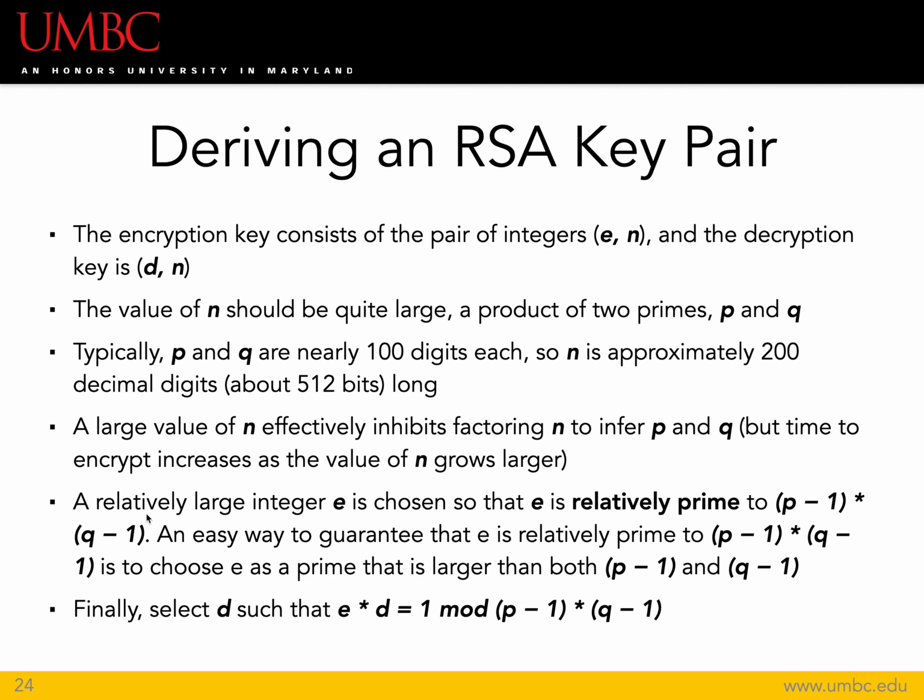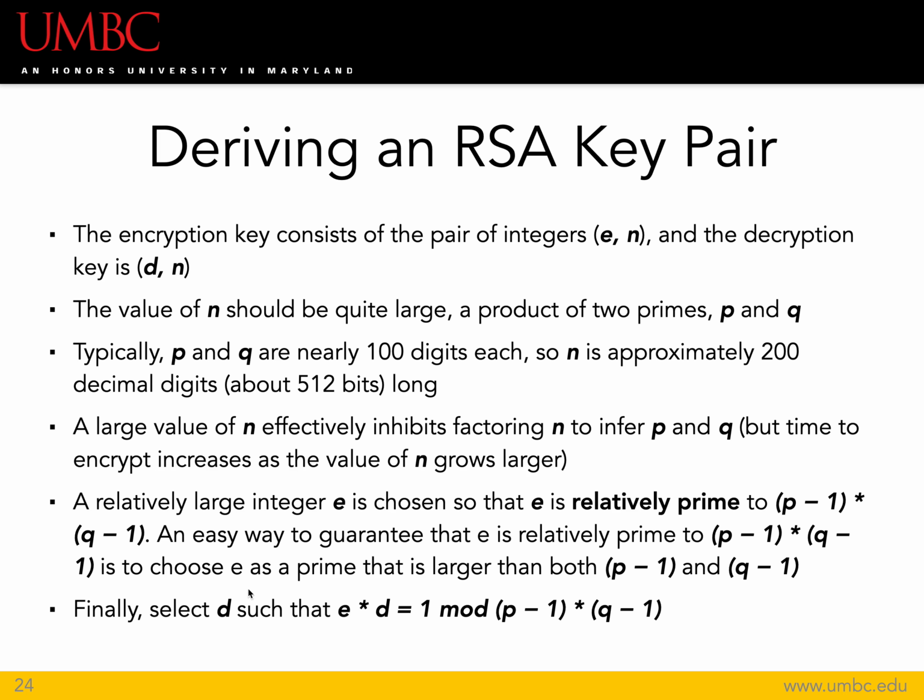So we want a large integer E that is relatively prime to this calculated value here, right? We're using P minus 1 times Q minus 1 to get this relatively prime value for E, and then we're doing the same thing with D. Essentially, an easy way to guarantee that you get this relatively prime property is to choose E as a prime that is larger than both P minus 1 and Q minus 1, right?